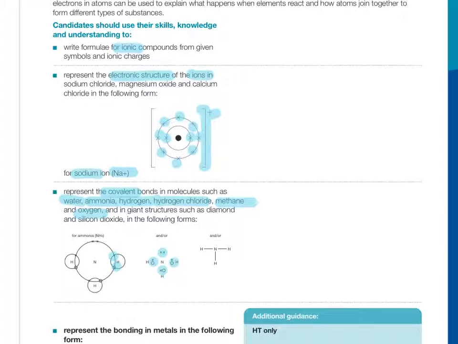But then we also have these giant structures, things like diamond and silicon dioxide. So it's really important to look at those specific examples of those giant structures. You also have to learn about their properties, which we'll discuss later on.